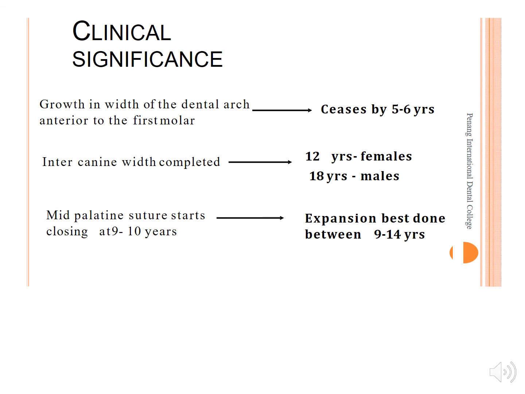So, what is the clinical significance of knowing all about the growth? The growth in width of the dental arch anterior to the first molar will cease by 5 to 6 years old, and then the intercanine width will complete around 12 years old in females and 18 years old in males, and the mid-palatine sutures start closing around 9 to 10 years of age. This means that expansion of the palate is best done between 9 to 14 years old.